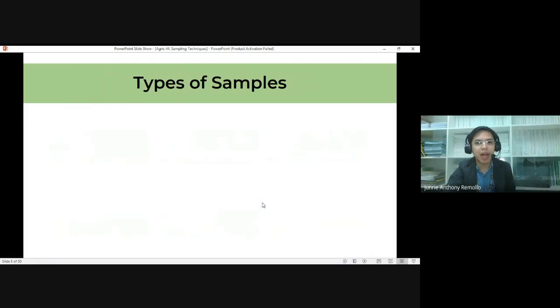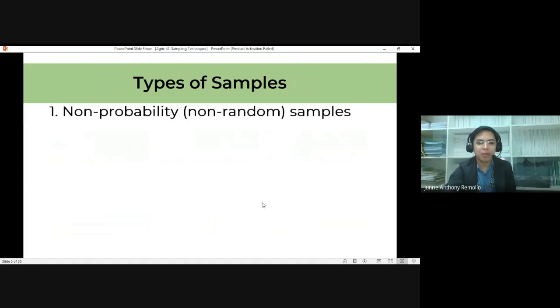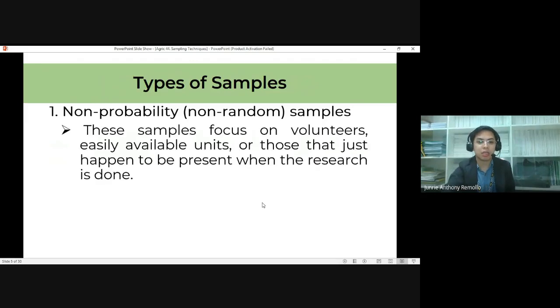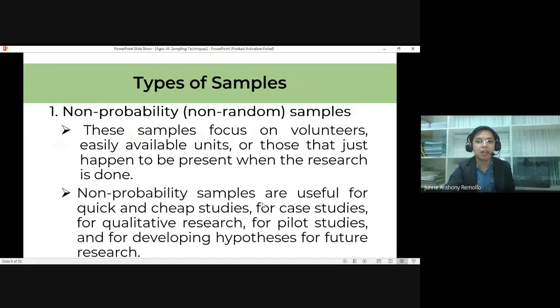So let's jump to the types of samples. The first type is the non-probability or non-random samples. This pertains to samples that are focused on volunteers, easily available units, or those that just happen to be present when the research is done. These are useful for quick and cheap studies, for case studies, for qualitative research, for pilot studies, and for developing hypotheses for future research.